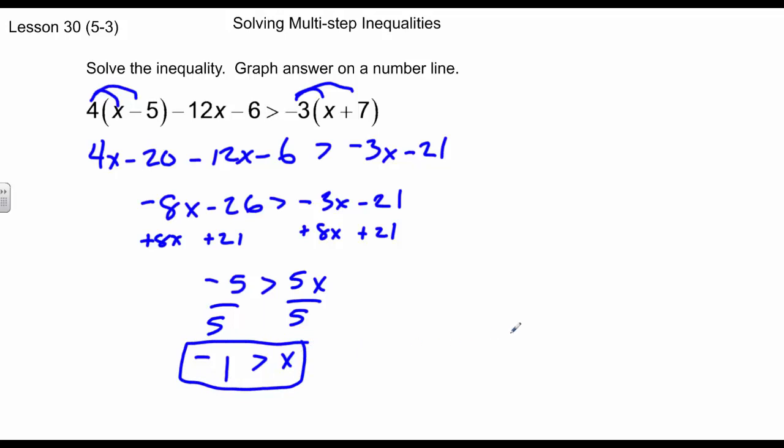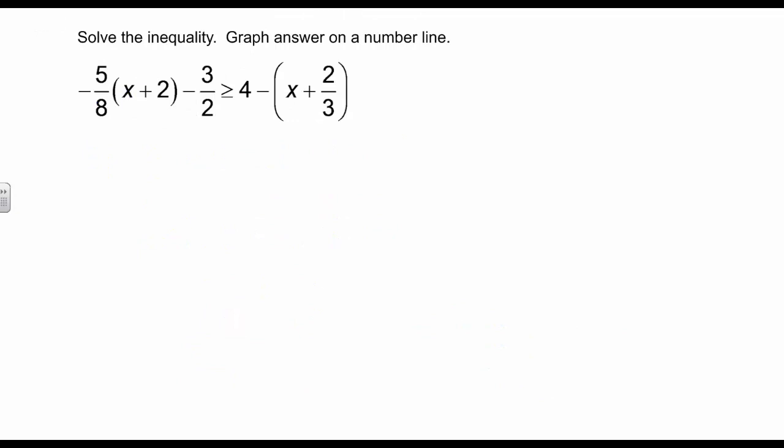If I want to graph this, I create my number line, find negative 1 on it. It's not included, but x has to be less, so less goes to the left, and there's my solution. Let's do another problem that involves some fractions, and we'll go ahead and clear the fractions on this.